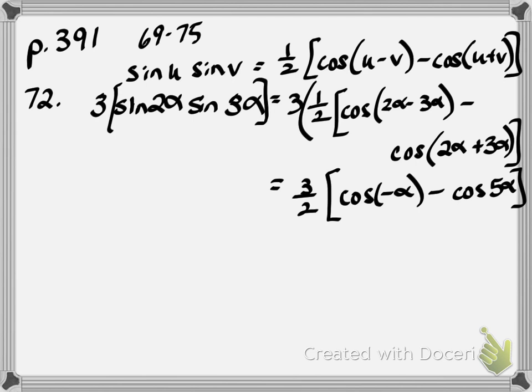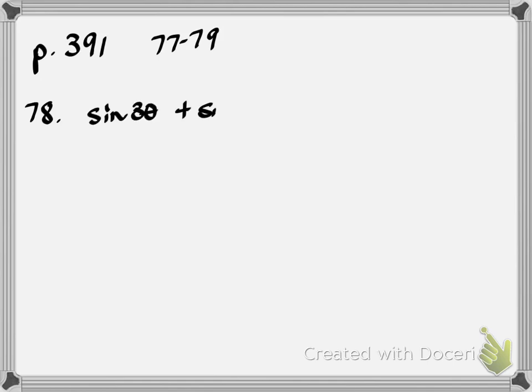Product to sum. Let's do a sum to product. Same page. Use sum to product. This is 77 to 79. I'm going to do 78, I guess. 78 is sine 3 theta plus sine theta.